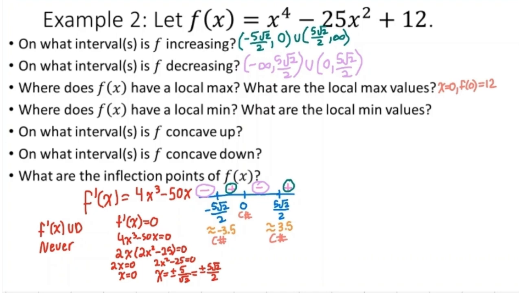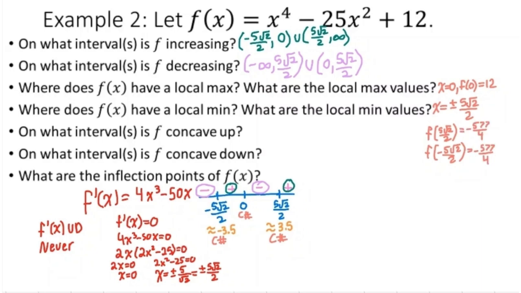So next, we're going to find where f of x has a local minimum and what the local minimums are. Once again, we'll turn our attention to the sign chart of f prime. We already know where our critical numbers are, and we can see at negative 5 root 2 over 2 and 5 root 2 over 2, our derivative changes from negative to positive. So our local minimums would occur at both 5 root 2 over 2 and negative 5 root 2 over 2. As for the local minimum values, if we plug both 5 root 2 over 2 and negative 5 root 2 over 2 into our function, we get negative 577 over 4.